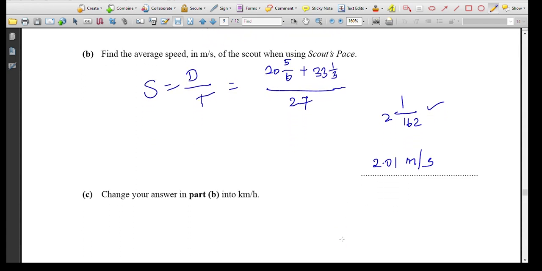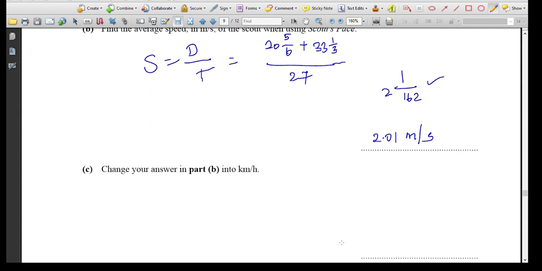Change your answer in part B into kilometer per hour. So we are going to convert this answer to kilometer per hour. Initially we have converted that kilometer per hour to meter per second, but now we are going to convert meter per second to kilometer per hour. So what are we going to do?